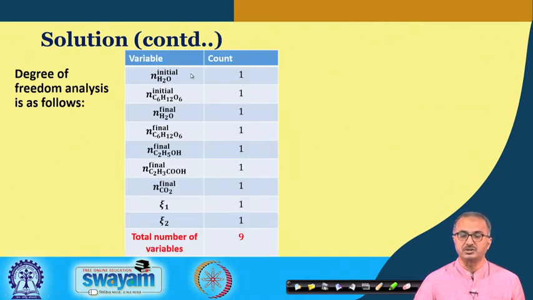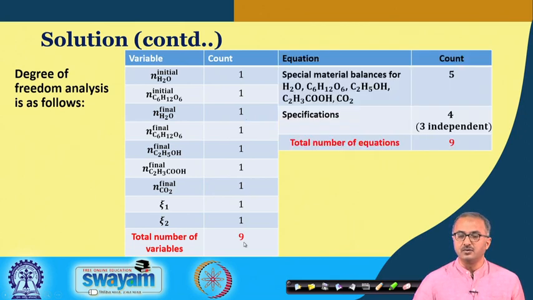You can see that we list out all the variables in this particular table, and we make the count of them, and we found that the total number of variables is coming to 9. And then we do the counting of the equations. So, we write all the material balances for each of the species and all the specification variables. Here we have the 4.